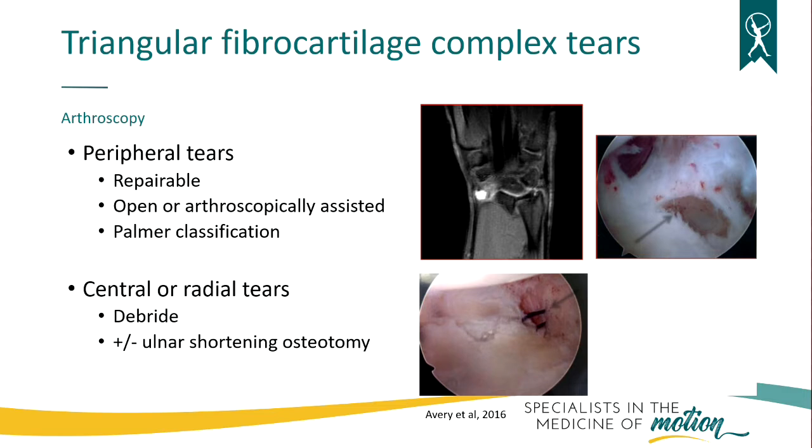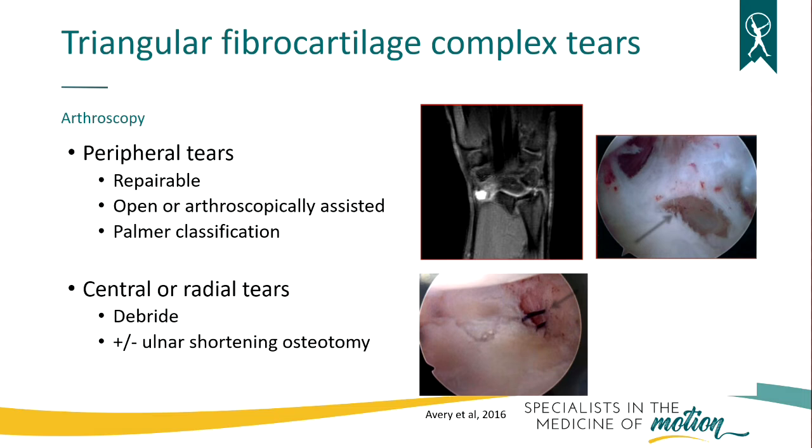Peripheral tears are typically amenable to repair. They have a good blood supply there. It's like a meniscus in the knee, and these will heal if they're appropriately reduced and sutures are placed across. We can do this open or arthroscopically.